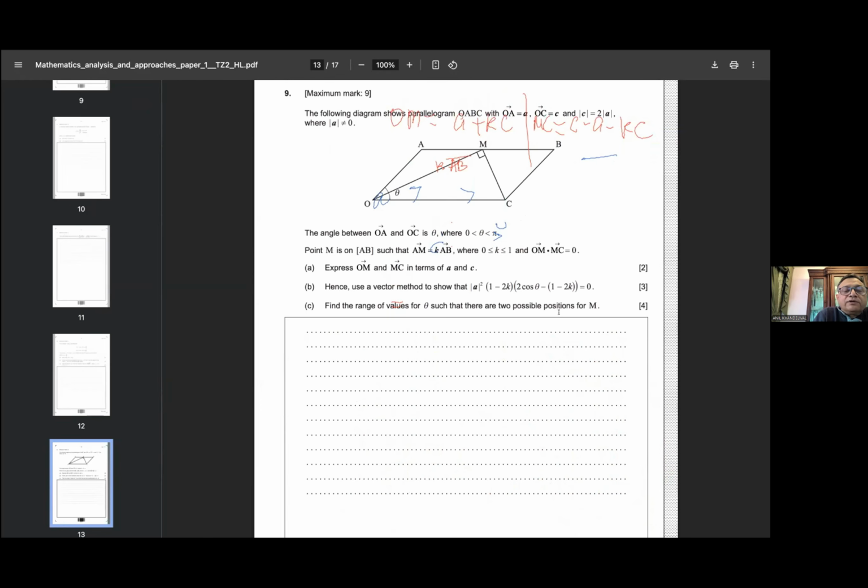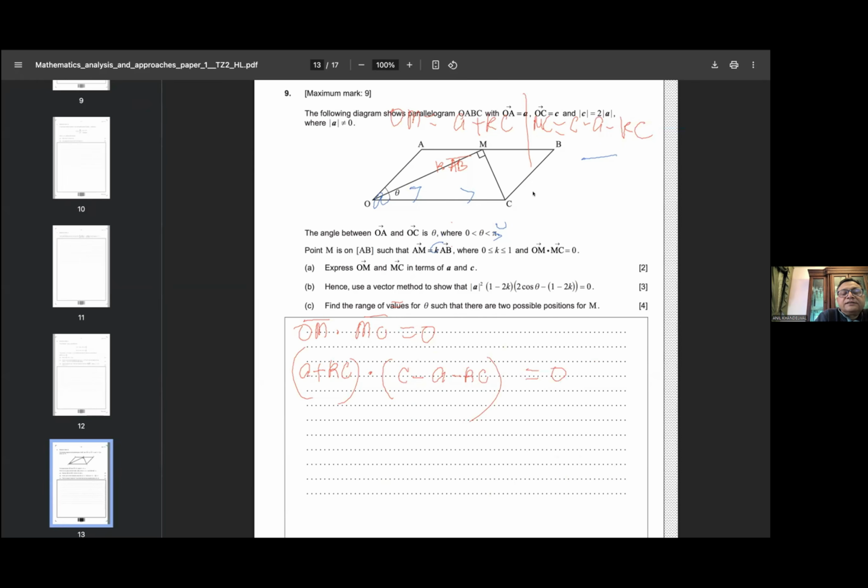So basically, we are going to do OM dot MC equals 0. OM is A plus KC, dot C minus A minus KC, and this is equal to 0. That's what we are doing. Now, what is A dot C?